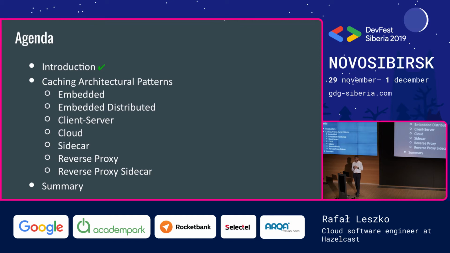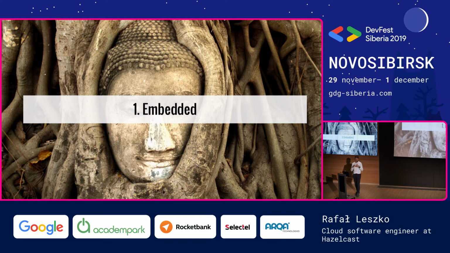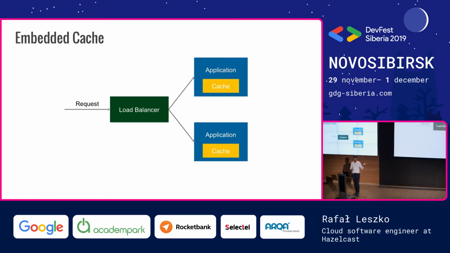So the first architecture pattern is embedded cache. So this is the simplest thing you can imagine. You use a library which is inside your application. It looks as follows. A request goes to the load balancer. Load balancer forwards this request to one of the application web services. Then the application inside uses a library for caching. It asks the cache, do I already have such a request? If yes, return the response. If no, do some processing, put it into the cache, and return the response.